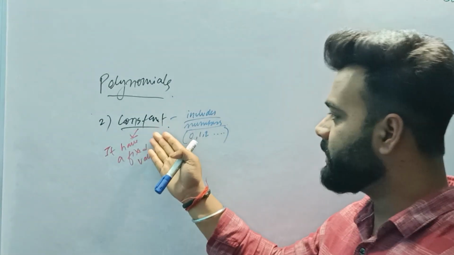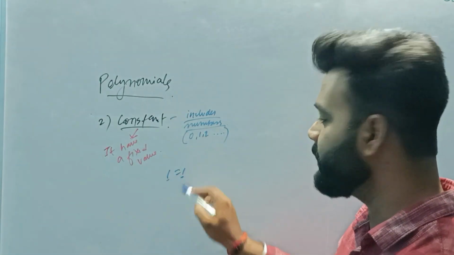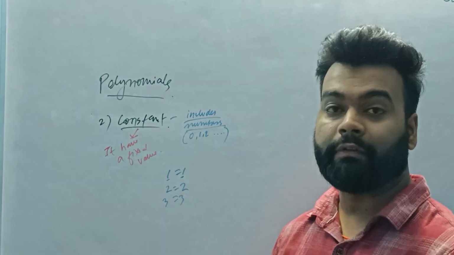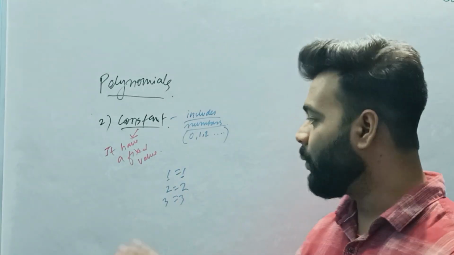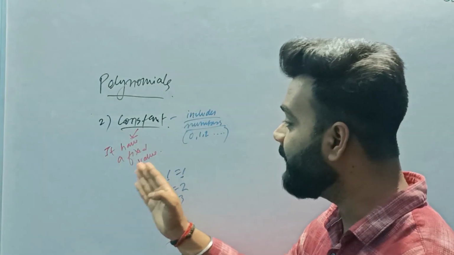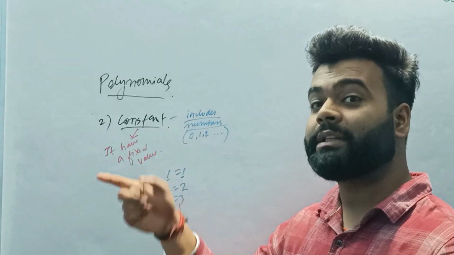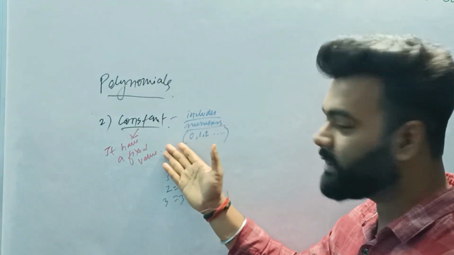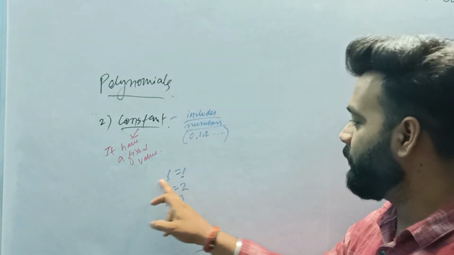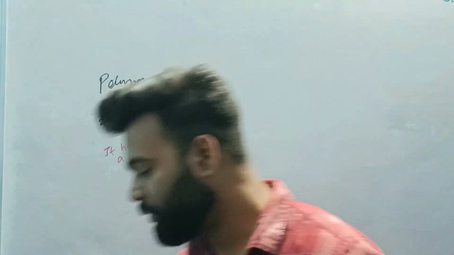because constant includes numbers, and the value of numbers never changes. That means the value of 1 is always 1, the value of 2 is always 2, the value of 3 is always 3 and so on. So constant means it has a fixed value, unlike variable, where the same variable can have different values. The value of 1 will always be 1, the value of 2 will always be 2, the value of 3 will always be 3. This is the second term which you should know.